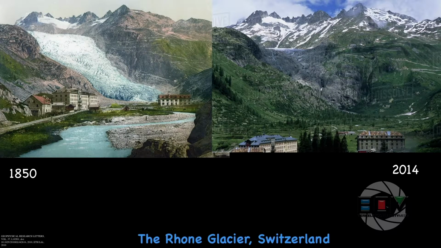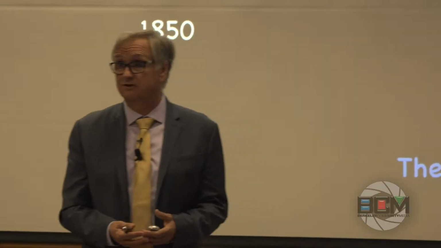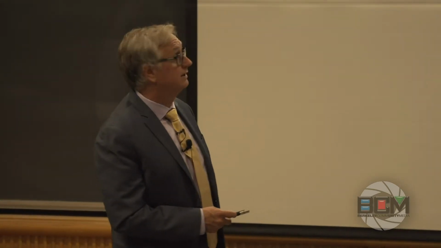The Rhone Glacier is receding. It's receding rapidly. By 2050, the Rhone Glacier is expected to be gone. That means the Rhone River, one of the most important rivers in Europe, will be a seasonal river and not a year-round river.